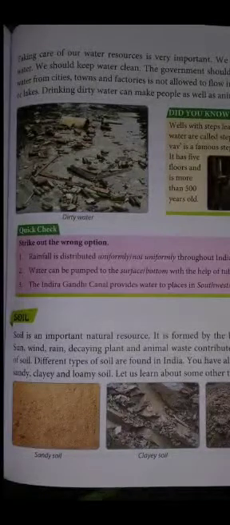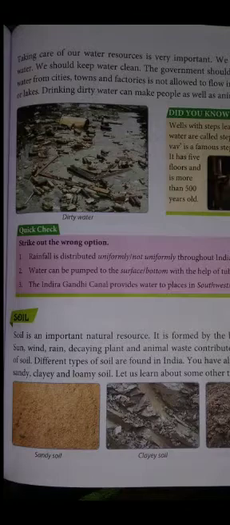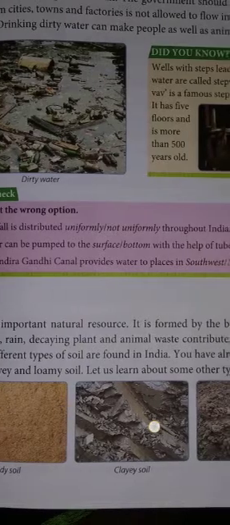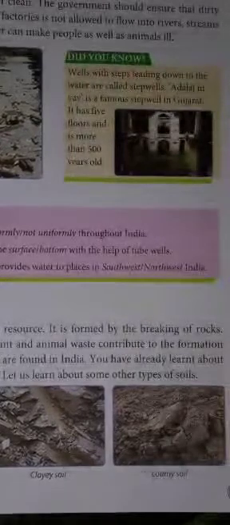So students, how is soil formed? Soil is formed by the breaking of rocks, and sun, wind, rain and decaying plants and animals' waste contribute to it. All these things make the soil. In India, many different types of soil are found. They are given here in pictures. Look at this. This is sandy soil, this one is clayey soil, and this soil is loamy soil.